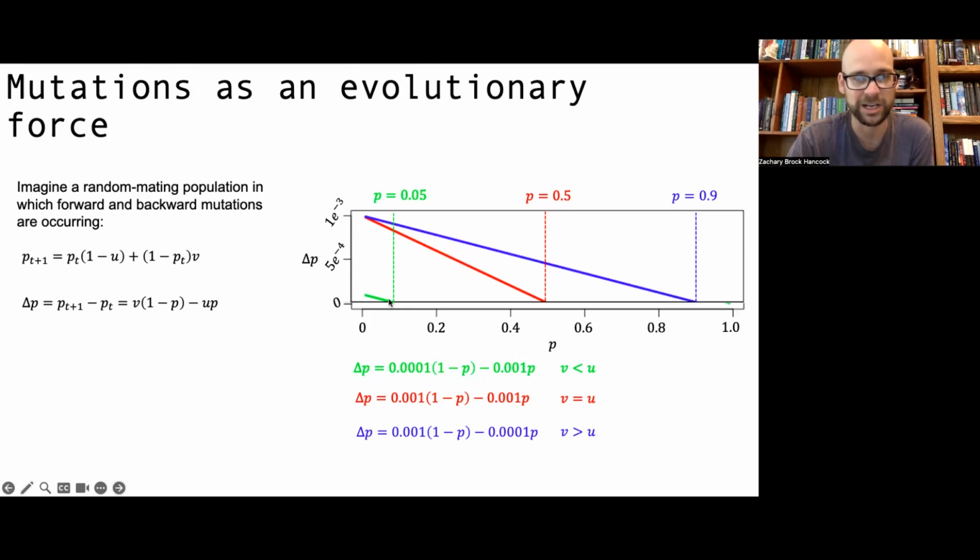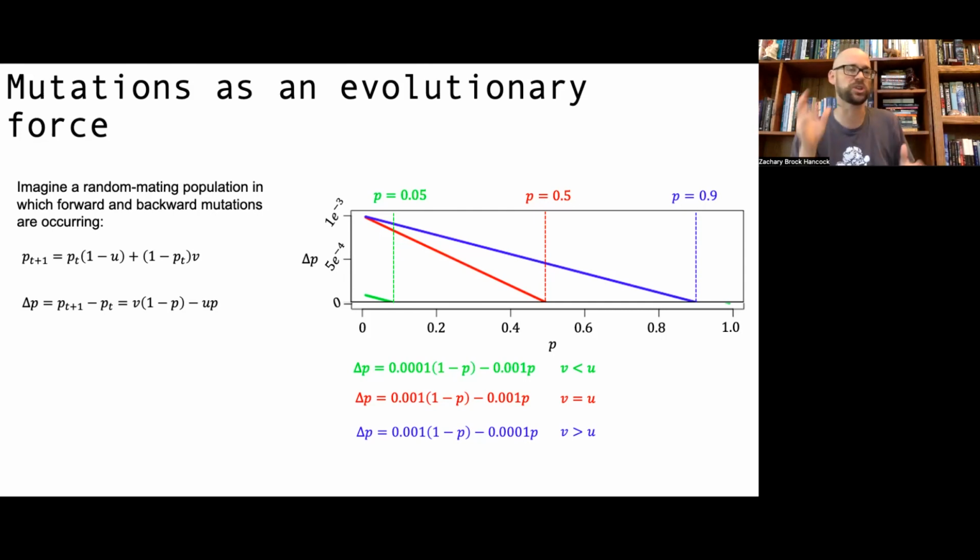So starting off over here in green, the rate of change goes down until it eventually reaches 0. Now, at a rate of change of 0, this represents an equilibrium point where P is no longer changing, right? So this is where the forward mutation and the backward mutation rates have exactly canceled each other out, and you're at a stable equilibrium. And so when U is greater than V, then that stable equilibrium given these mutation rates is 0.05. So P will persist at a very, very low frequency in the population when the rate of change is greater from P to Q.